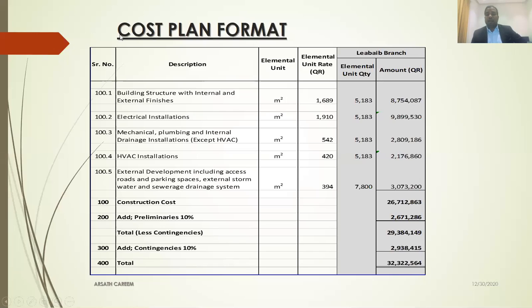However, my cost plan after the concept stage was 32.3 million. So it is still within the cost limit or budget. Only when it reaches more than 36 million do we have to explore and find alternatives. So this is one of the cost plan formats.